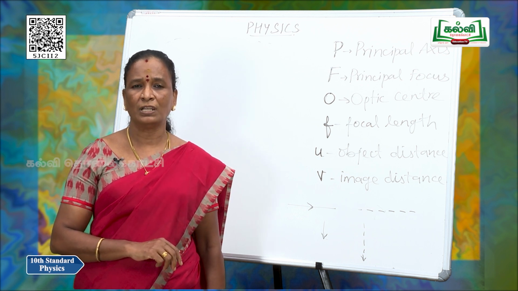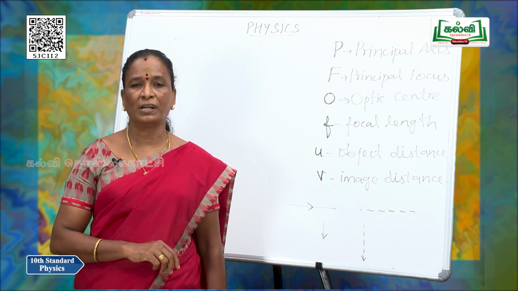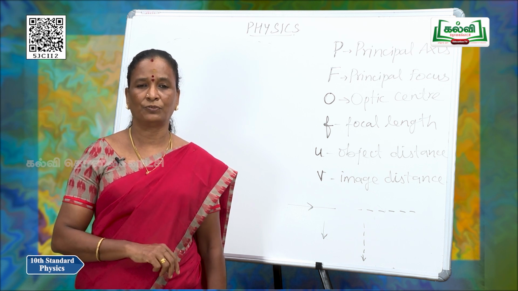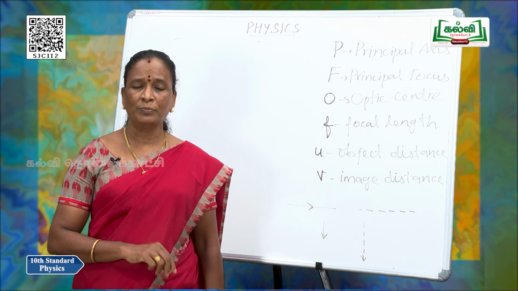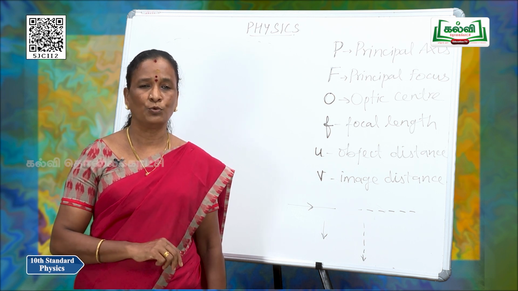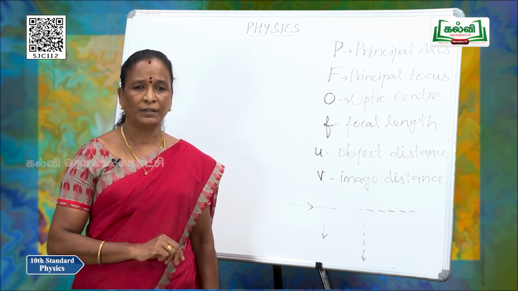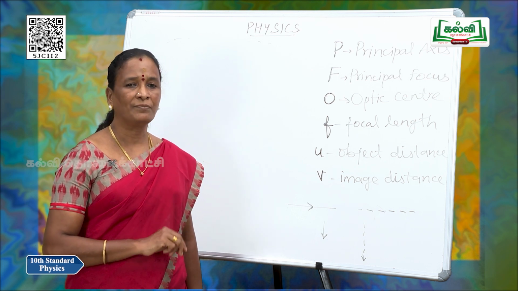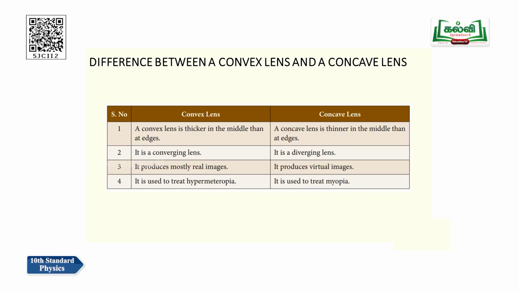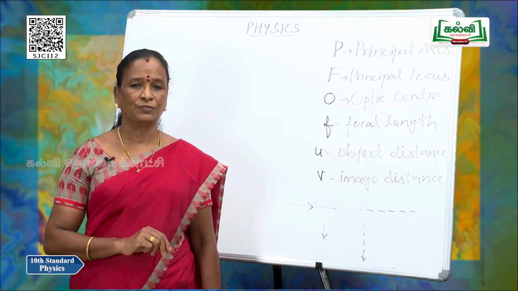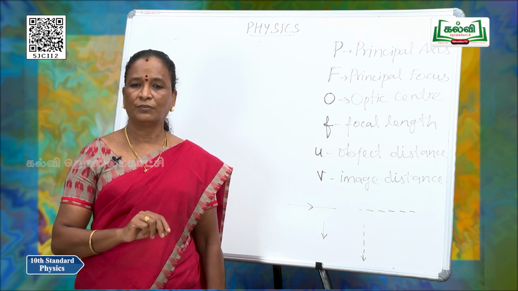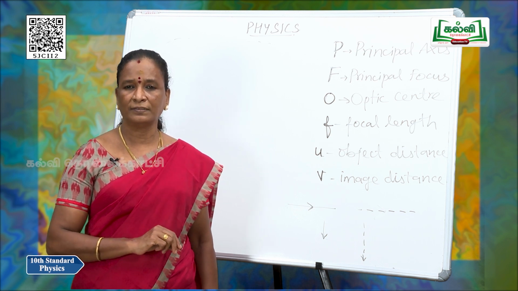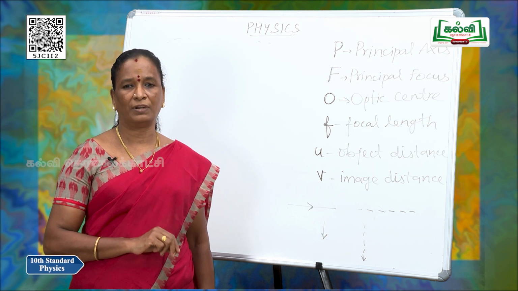We are going to see the structure of the human eye and the defects of the human eye in the next session. Hypermetropia is a defect of the human eye. To correct it, we are using the convex lens. Then concave lens is used to treat myopia. It is also a defect of the eye, that is short sightedness. To correct that short sightedness, we are using concave lens.